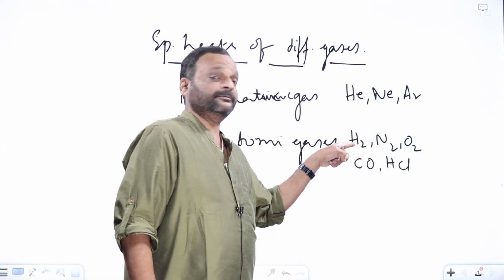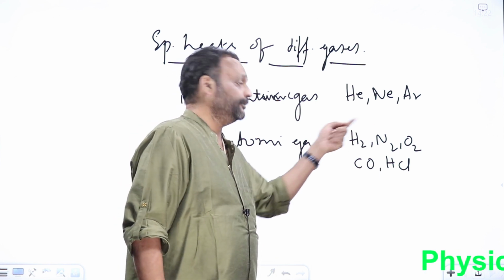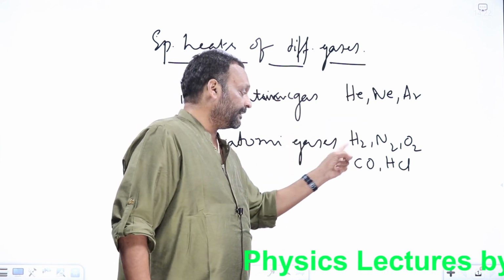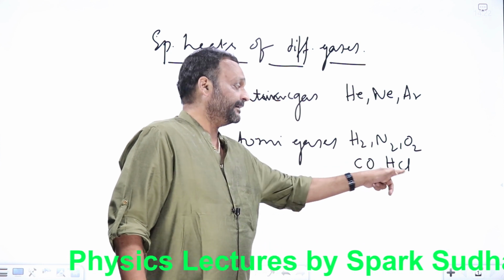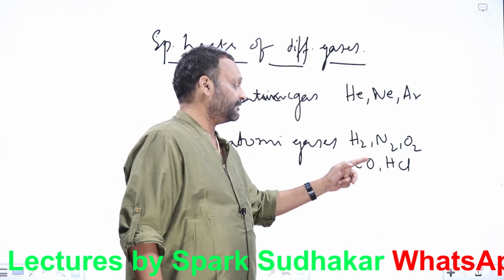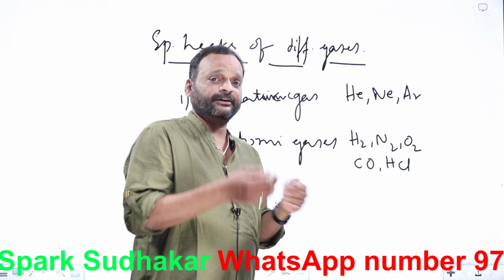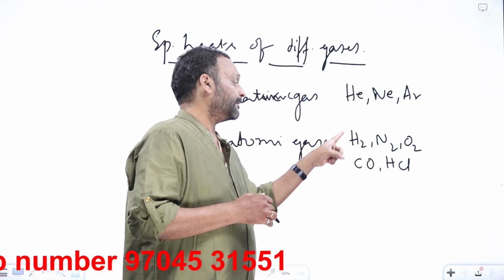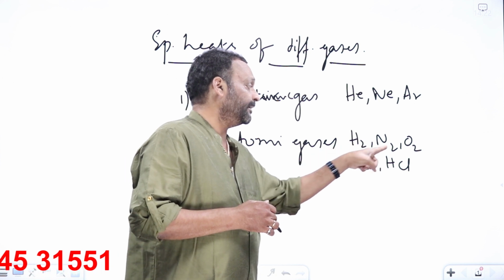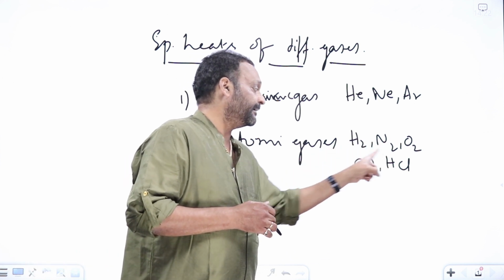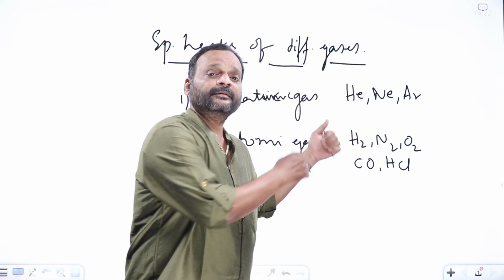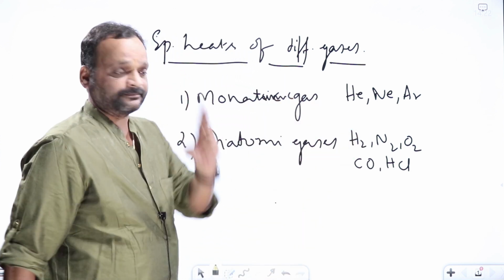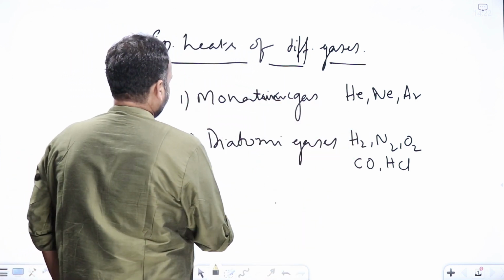If both atoms are of the same type, we call them homonuclear molecules. If both are different types of atoms like CO, HCl, HBr, etc., we call them heteronuclear. Hetero means different, homo means similar. H2, N2, O2 are homonuclear molecules; CO, HCl are heteronuclear molecules. Whatever it is, they are diatomic molecules. They have two atoms.